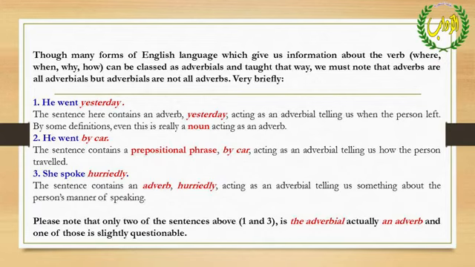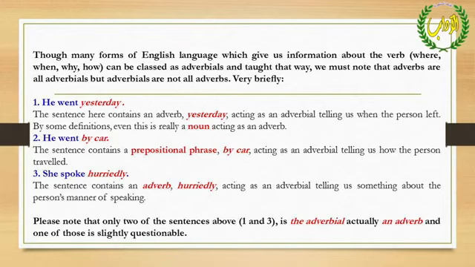Many forms of the English language which give us information about the verb, where, when, why, how, can be classified as adverbials and taught that way. We must note that adverbs are all adverbials, but adverbials are not all adverbs. Very briefly, as shown in these examples: first, he went yesterday. The sentence here contains an adverb, yesterday, acting as an adverbial, telling us when the person left. By some definitions, even this is really a noun acting as an adverb.